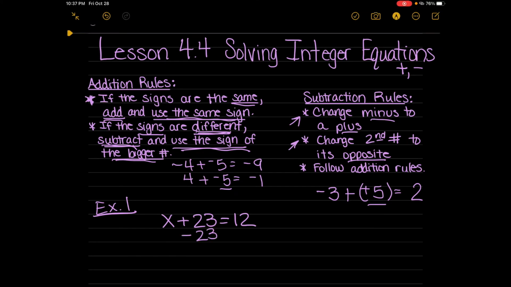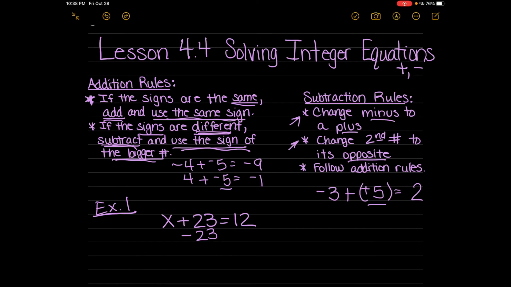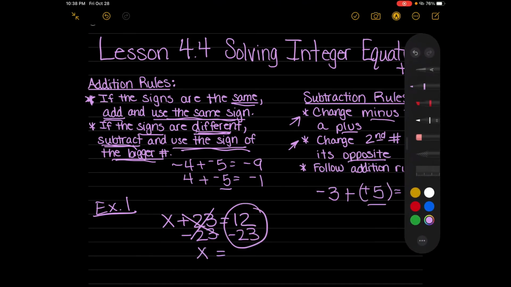If we subtract 23, that gives us 0 here. But we can't just subtract 23 on one side of the equation. We have to do it on both sides. So when I do that, this is 0 and I only have x left on this side. And over here, I have 12 minus 23. So how do I do that? Some of y'all might look at it and say, oh, that's 11. No, that's not 11.